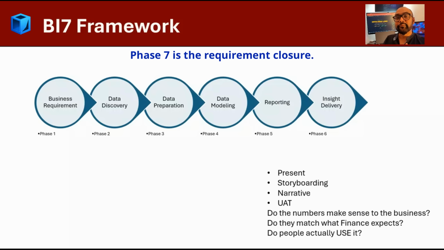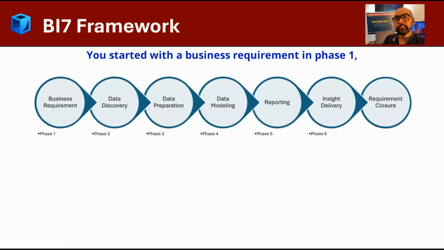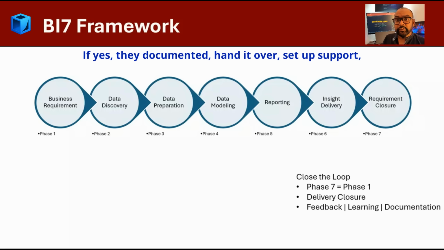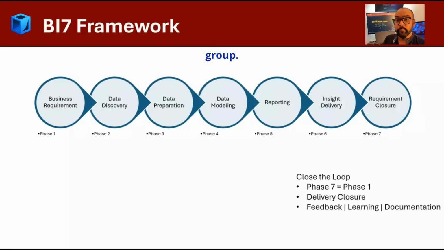Phase 7 is the requirement closure. You started with a business requirement in phase 1, now you close the loop. Did the dashboard actually solve the problem? Did the stakeholder get what they needed? It is a mix of your technical as well as your project managerial skills. If yes, document it, hand it over, set up support. If no, loop back. What's missing? What needs to be changed? बहुत सारी BI teams phase 5 पे रुक जाती हैं. Dashboard बना दिया, काम खत्म. But real professionals close the loop.